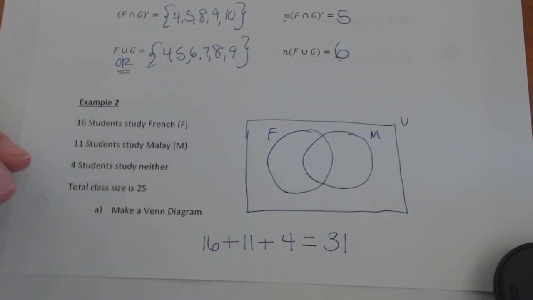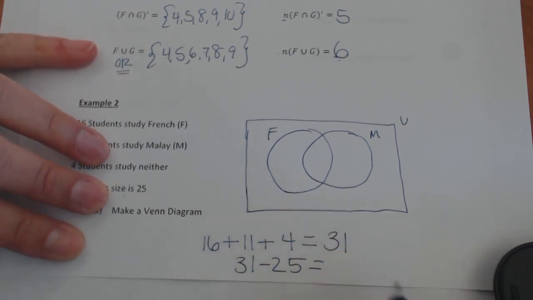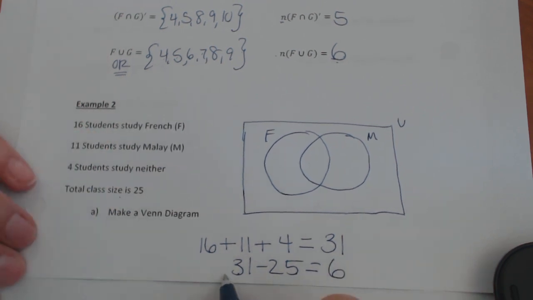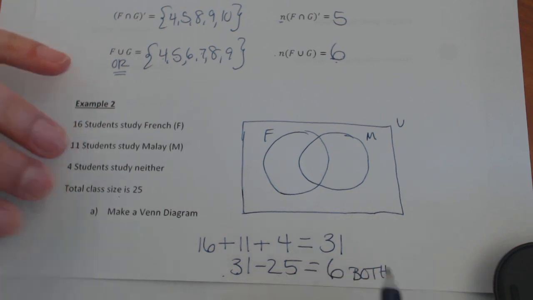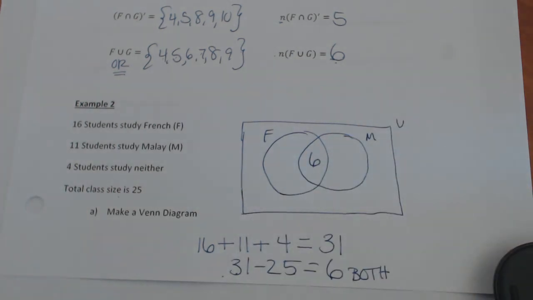And you guys definitely figured it out that we do have some students taking both. And so the number that are taking both, let's just subtract 31 minus 25. So we have 6. This is the number of students that study both, because there's that overlap where they would be raising their hand twice. So now we have how many students study both, which is going to be 6.